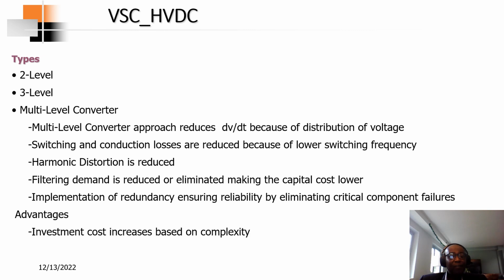Now let's talk about the advantages. Also, the investment cost increases based on complexity. Okay, actually, this one is a disadvantage, because as investment cost increases, there's also complexity in the controls. Also, it requires an extensive capacitor balancing algorithm.